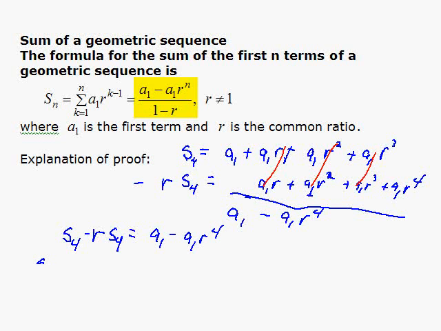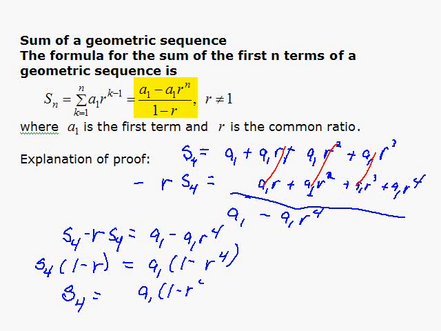So factor out what you can. I get S sub 4 factored out, leaving me 1 minus R. And here you could factor out the A1, but alright, I'll do it: A1 times 1 minus R to the 4th. Then if you want S sub 4, you divide A1 times 1 minus R to the 4th by 1 minus R, and there's your formula for the sum of a geometric sequence. This is the geometric series.